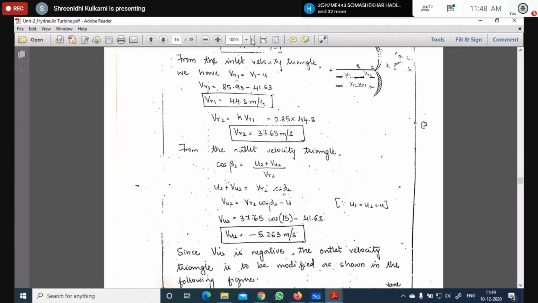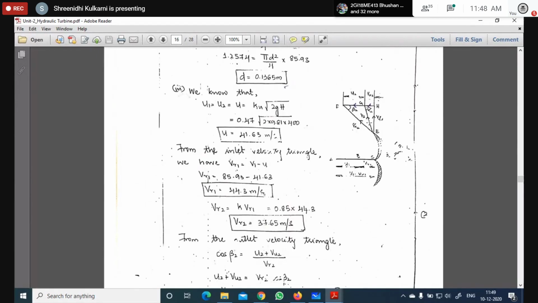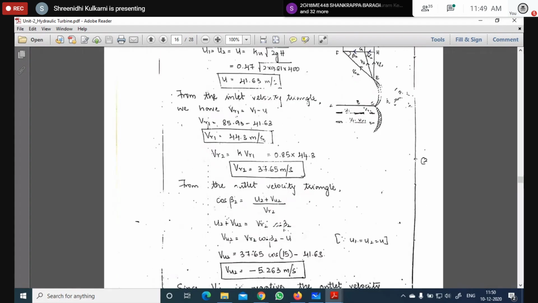Fine. While deriving, if we consider the outlet velocity triangle, what is cos beta 2? Cos beta 2 is adjacent by hypotenuse. Adjacent is U2 plus VU2, divided by hypotenuse VR2. Already we know cos beta 2 also, so by using this, find out what is VU2.